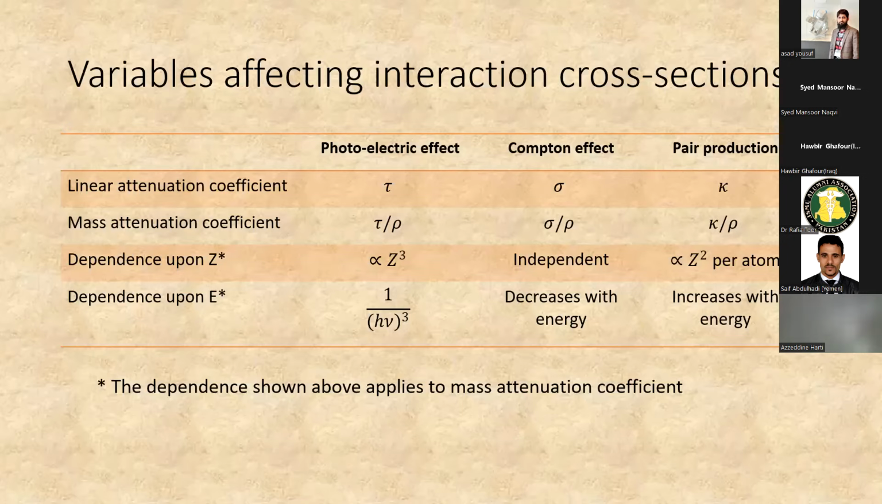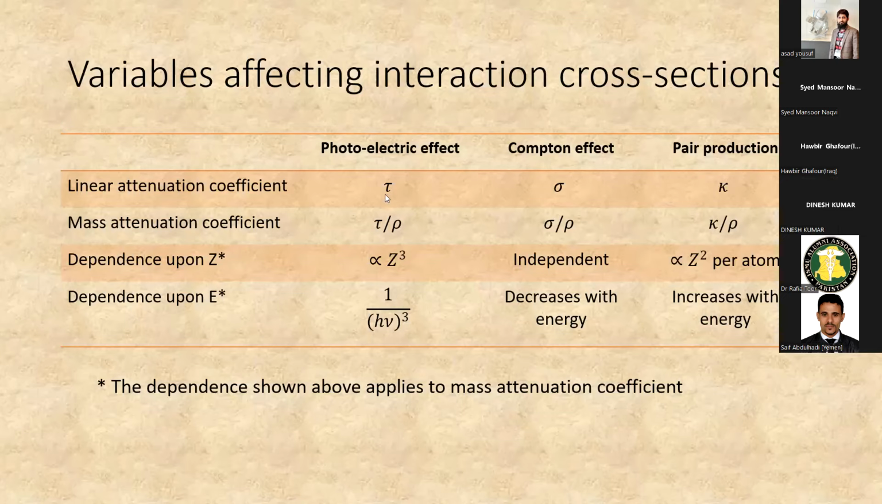So what we learned from these variables affecting the interaction cross section: the linear attenuation coefficient is defined by tau for photoelectric, and this is for Compton effect and pair production. The mass attenuation coefficient.